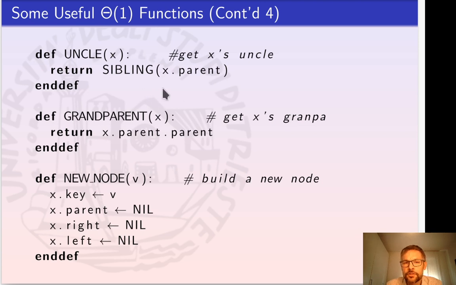What about the other functions? Well, of course, we may be interested in the uncle of a given node. We may be interested in the grandparent of a given node, and so on and so forth. We may also be interested in building a new node, providing the value we want to store as a key. So this is quite easy. We are assigning v to the key, and all the links are set to nil. So again, these are quite easy functions, and all of them are theta of 1.